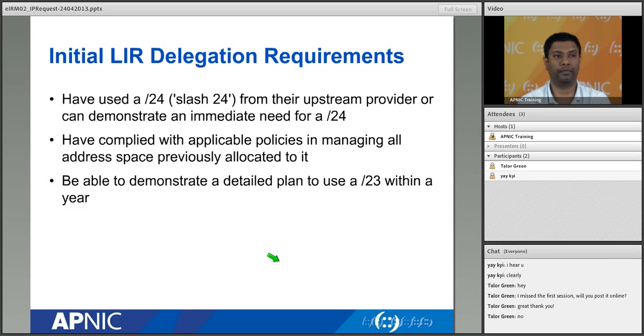In this delegation, when you receive a /24, you can get further addresses in IPv4, but that would be a maximum of /22, not more than a /22. It doesn't matter what your requirement is. If your requirement is /16 or /20, you'll get a /22 maximum. And to get a /22, definitely you need to justify it based on a demonstrated need.